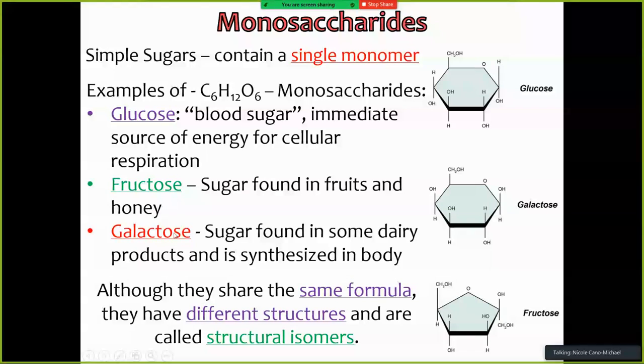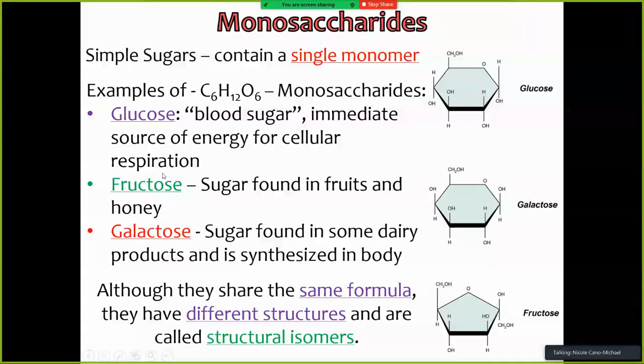Fructose. Fructose is a simple sugar found mostly in fruits and honey. Again, honey, very, very sweet. Fruits, usually very, very sweet. Galactose. This is a sugar found in dairy products, and it can be synthesized in your body.